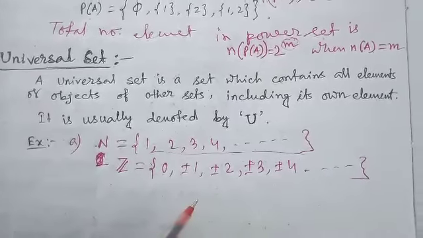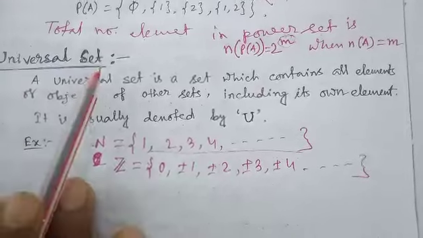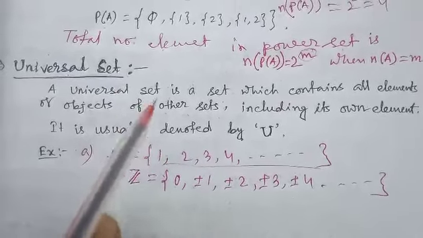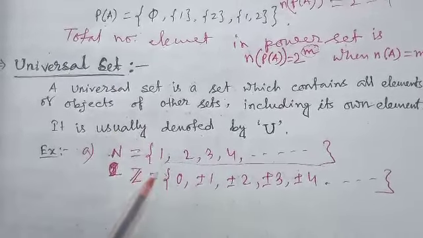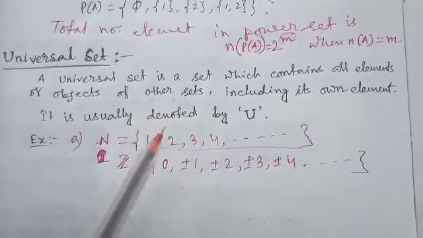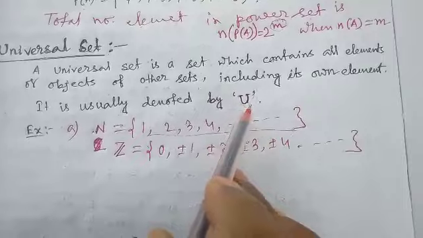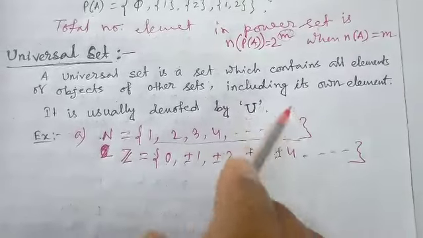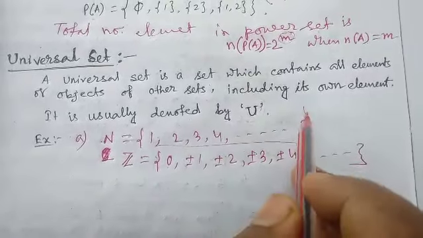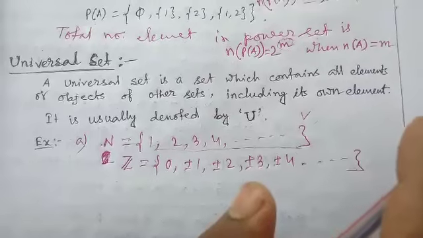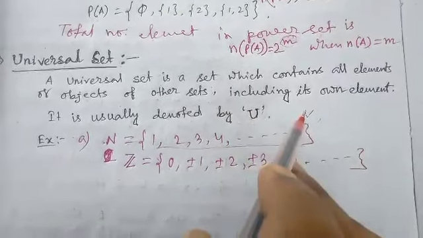That means the universal set is actually the mother set from which you can construct a set. Universal set is usually denoted by the U symbol, or you can use any other symbol also, like V or any symbol. Okay, universal set, but usually we denote it by U.